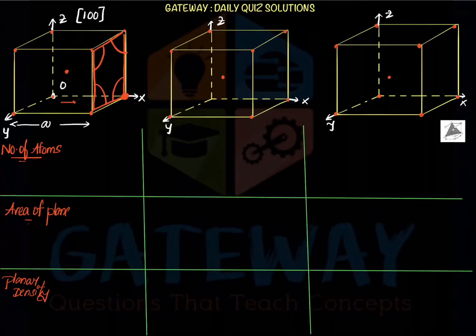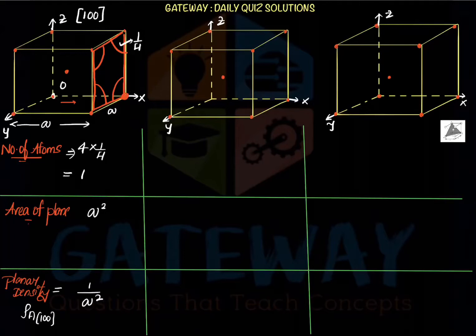First, the number of atoms in this 1, 0, 0 plane: at the 4 corners we have 4 atoms. Each atom contributes 1/4 of its area to the plane, since we are calculating planar area. Therefore the number of atoms is 4 corners times 1/4 contribution, which comes out to be 1. The area of the plane, with side a, is a squared, and the planar density for the 1, 0, 0 plane is 1 upon a squared. Then comes our next plane, given in the question as 1, 1, 0.